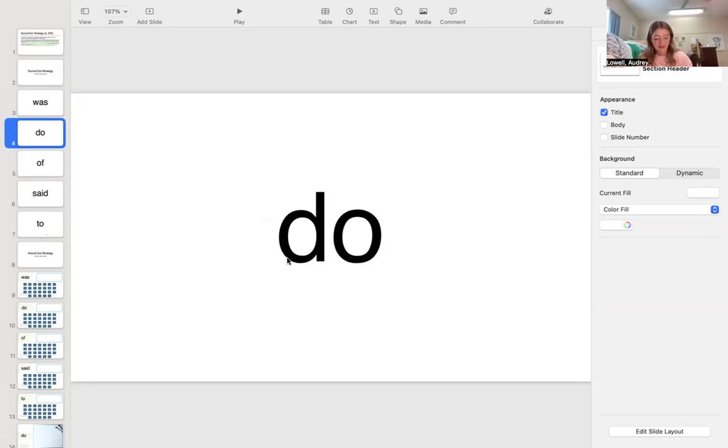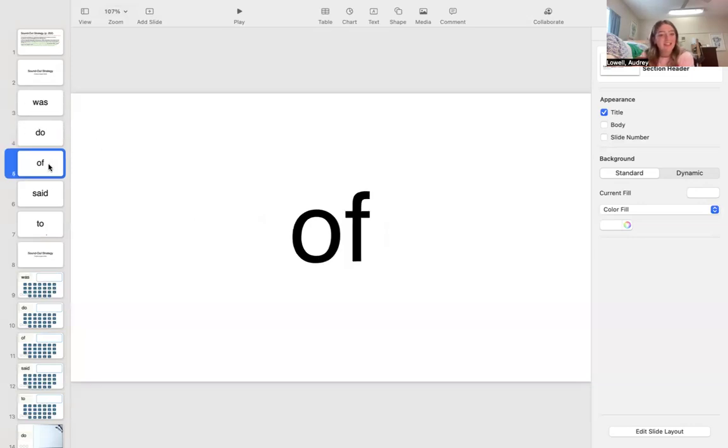Now it's your turn to sound out this word the regular way by saying the most common sound for each letter. D. Oh. Yes. But how do we actually say the word? Do. Say it again. How do we actually say it? Do. Yes. Okay, next word.